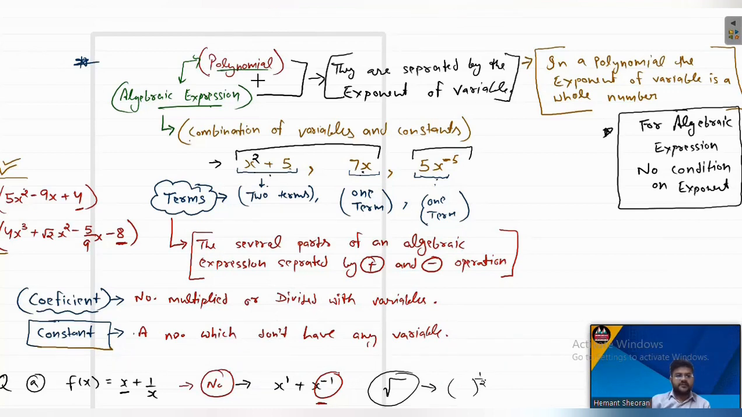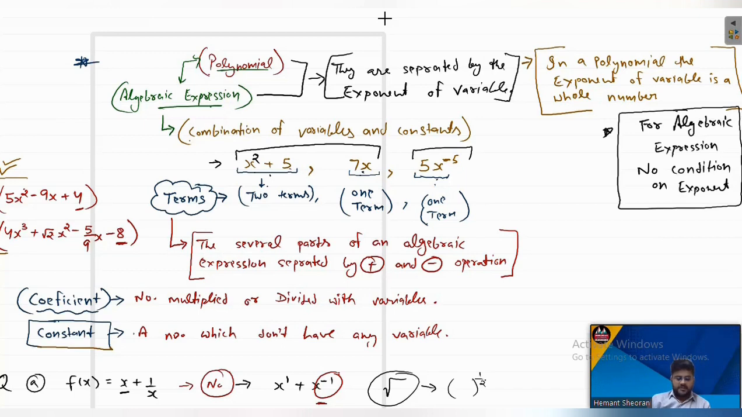We have started with what polynomials are and how they are different from algebraic expressions. So what was the difference? The major difference was where, if you remember? The exponent can't be negative. Correct. The exponent needs to be a whole number. Just remember this thing, okay?